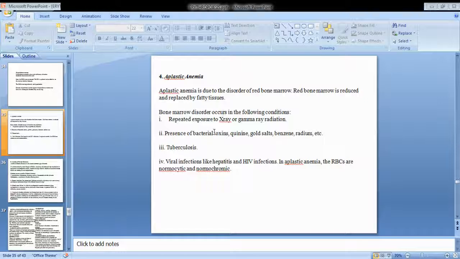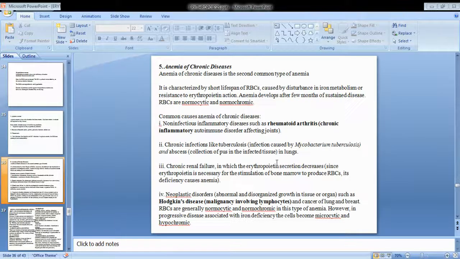It can also be caused when there is repeated exposure to X-ray or gamma radiation, or some bacterial toxins, gold salts, benzene, radium, etc. Tuberculosis, a severe infection of the tuberculosis bacteria, will affect the bone, spinal cord, and so on. So it will also affect the production of RBC. Viral infections, hepatitis, HIV, will also lead to infection of the red bone marrow. So the production of RBC cells will get affected.